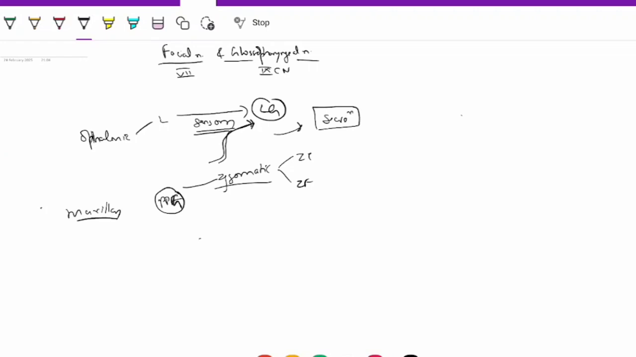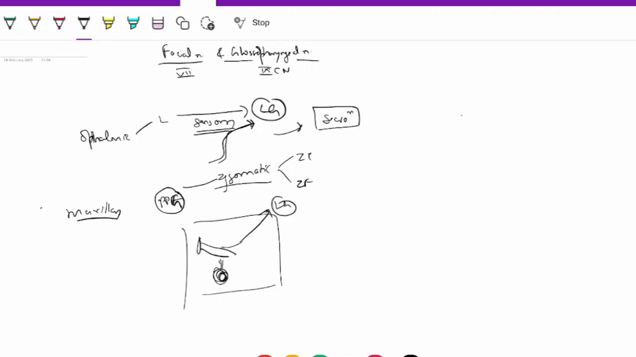Now understand it this way. This is your maxillary nerve. This compartment is known as the pterygopalatine fossa. This is your pterygopalatine ganglion. Let's say this is a zygomatic nerve. It's going up to supply your lacrimal gland.